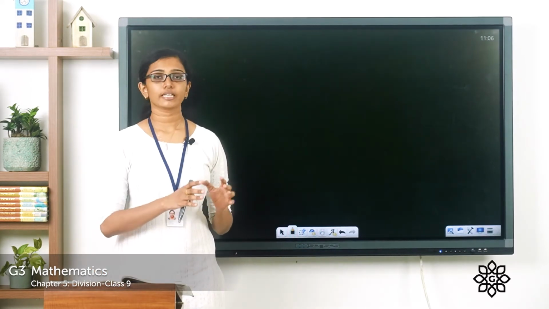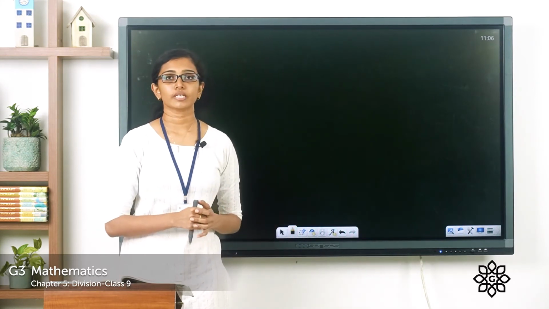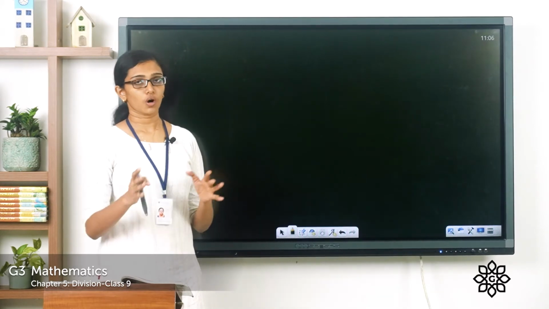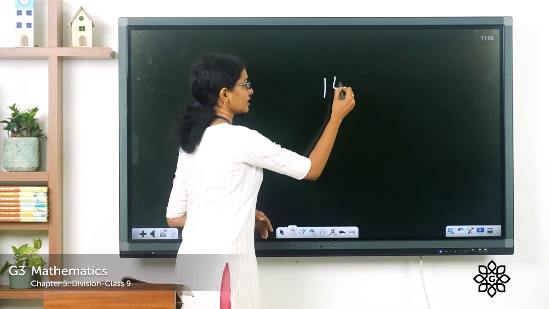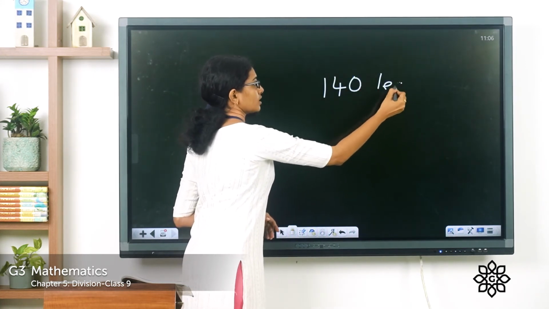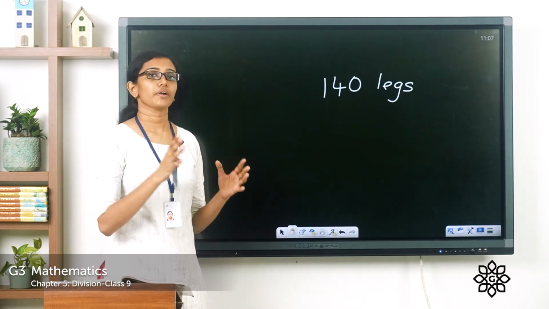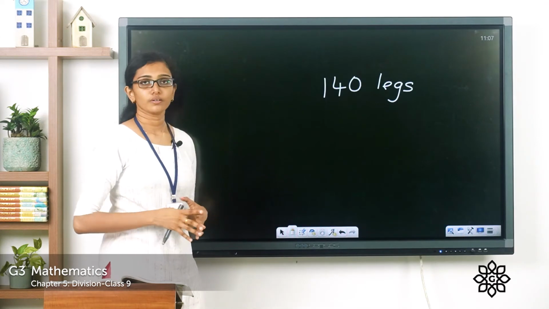You are given that there is this farm and in this farm there are hens and rabbits and there is a total of 140 legs for all these animals. So, there are 140 legs altogether. You are asked to find out how many hens and rabbits were there in the farm. So, how would you solve this one?